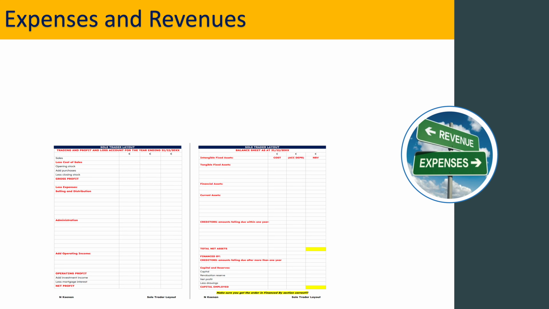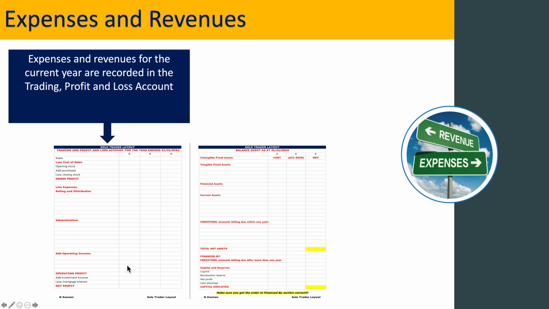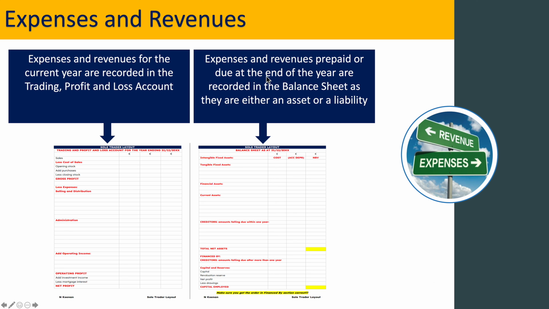Just to recap for a second, the difference between the trading profit and loss and the balance sheet. The trading profit and loss is where we record the expenses and revenues for the current year, just the 12 months of the current year. And the balance sheet is where we would record any expenses or revenues prepaid or due at the end of the year, as at the 31st of the 12th. Because at the end of the year, expenses or revenues prepaid or due are either current assets or current liabilities. So that's why they go in there.